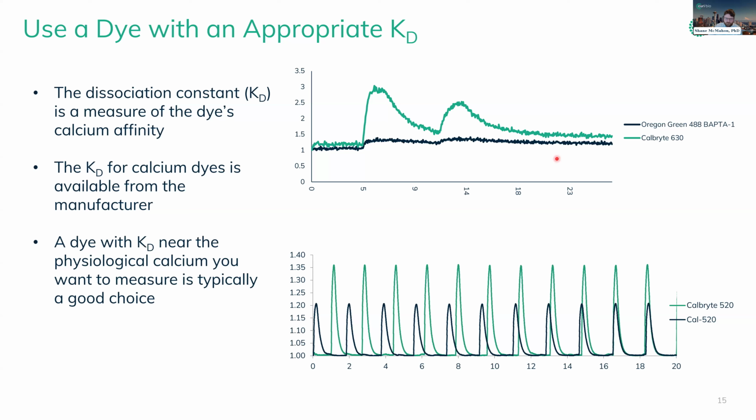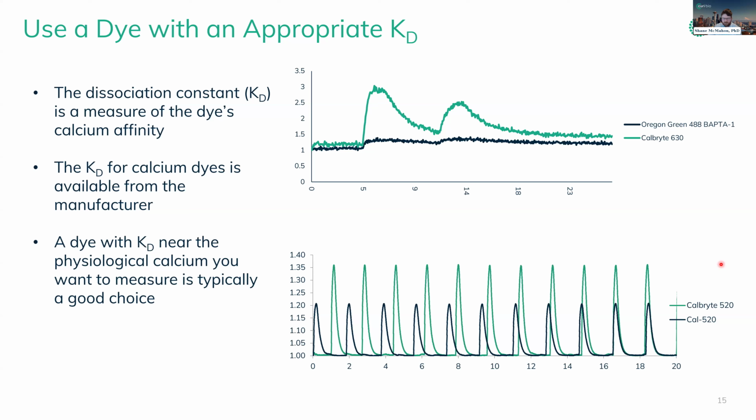So in the first example, this is a response from a neuroendocrine cell. We can see that Green BAPTA-1, which is a high affinity dye, produces a very small fluorescence change in response to stimulus delivered by a patch clamp. Calbright 630, which is a lower affinity dye, on the other hand, provides robust signal changes of approximately 300% in response to the same stimuli in the same cell.